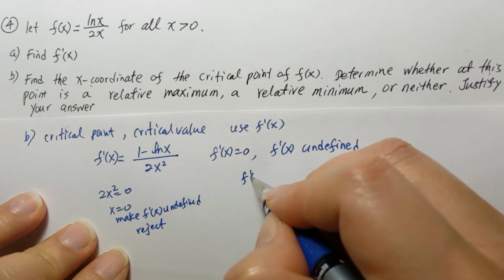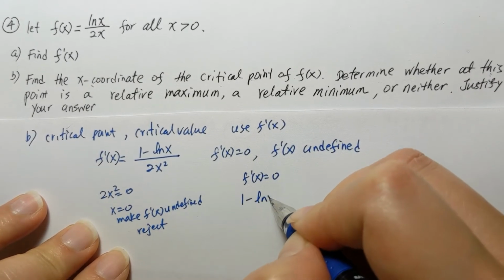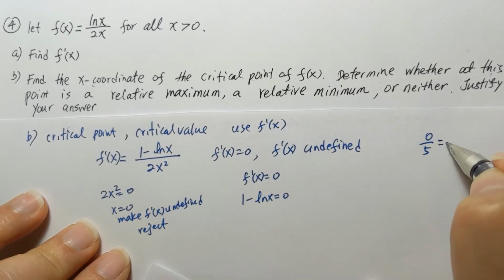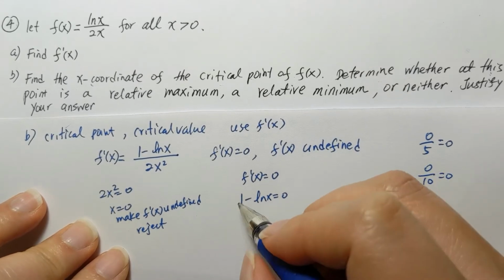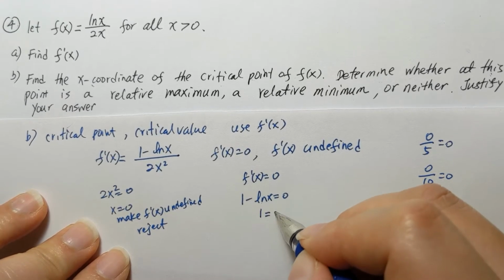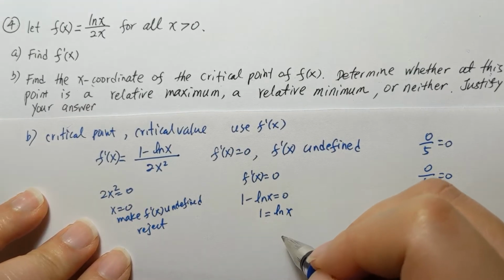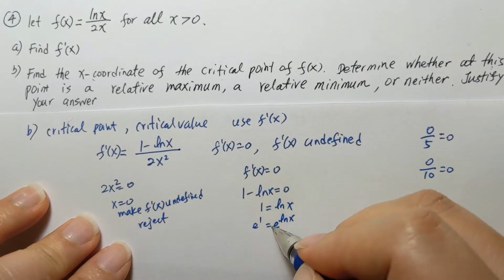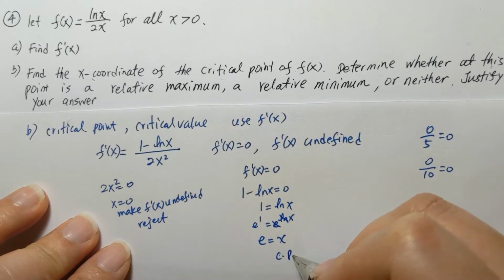Now we're going to make f prime of x equal to 0. We only have to make the numerator equal to 0. Because if you think about it, 0 over 5 equals 0, 0 over 10 equals 0, only the numerator has to be 0. So we make 1 minus ln x equals 0. Then you add ln x to both sides, you get 1 equal to ln x. If you already know the answer, you can write down the value. If you want to, you can show some work. You do e to this power on both sides. The e and the ln cancel, so you get x equal to e. So we found the critical point, or critical value.